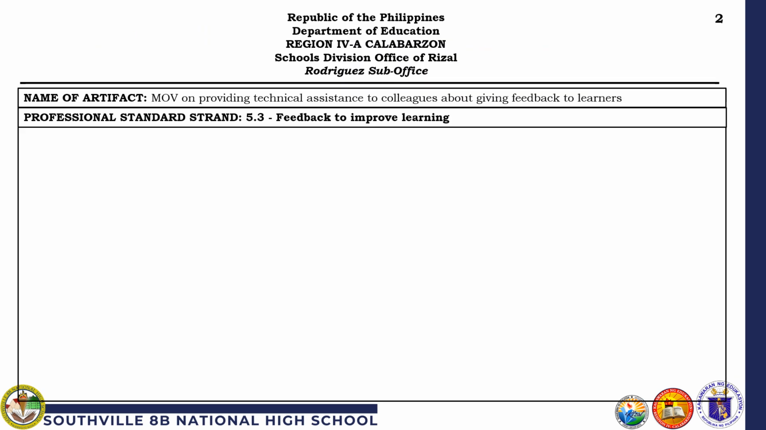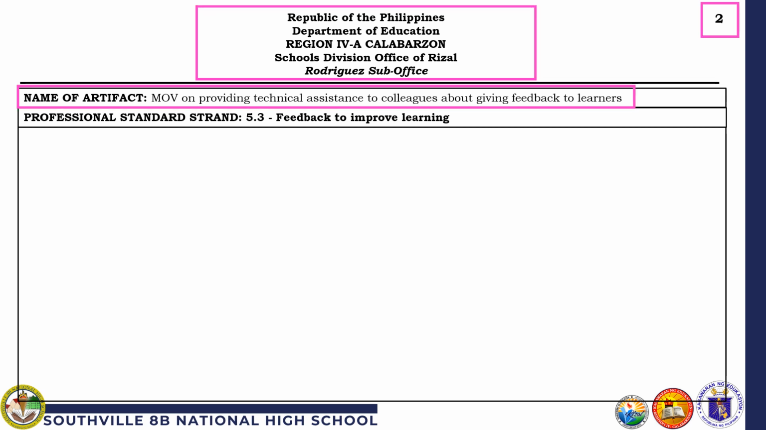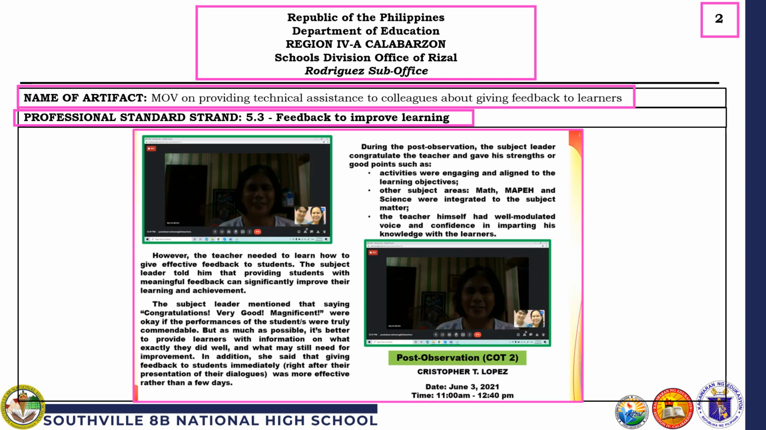In every slide for artifact, I included heading, page number, name of artifact, and PPST strand prior to the part where to insert the artifact or MOB. This is my photo documentation MOB. As you can see, hindi na po ako nag-annotate. Bakit po? Kasi po yung explanation on this MOB ay na-cover na po dito sa photo documentation.